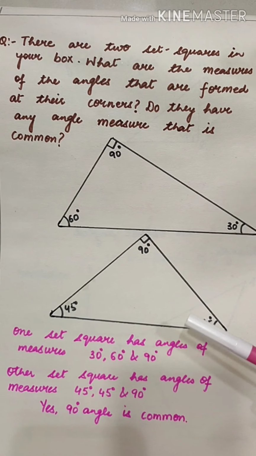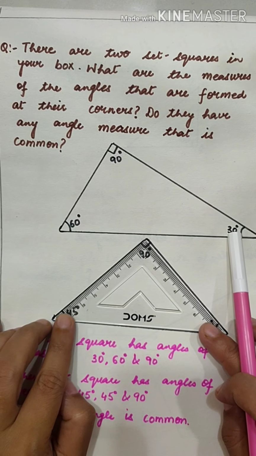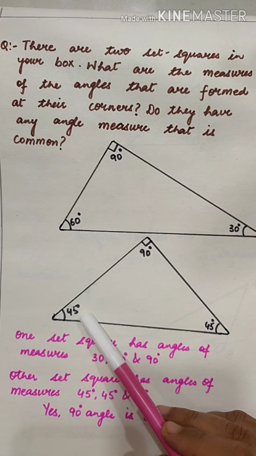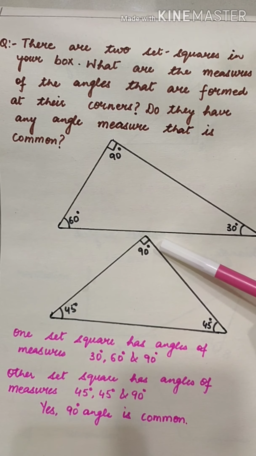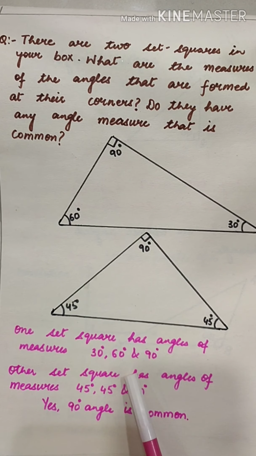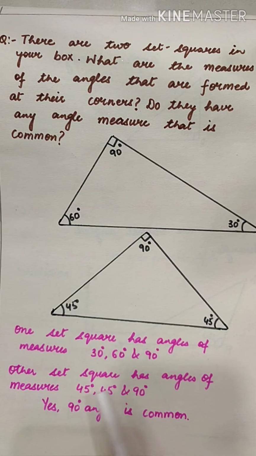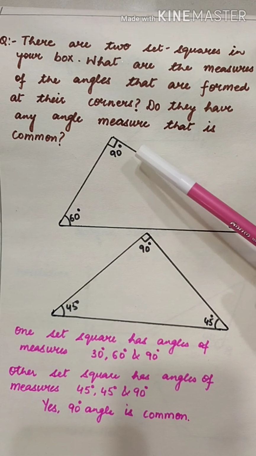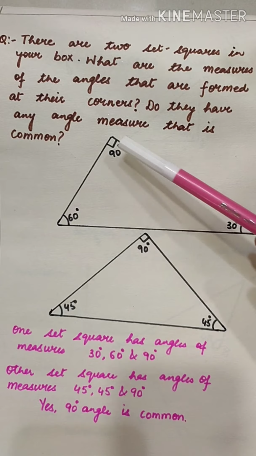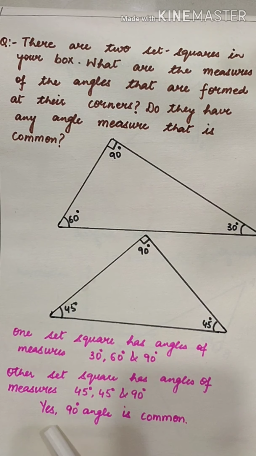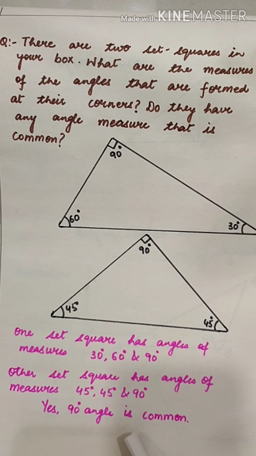Then I have taken the second set square and drawn the figure, and after measuring these angles, the measure of the angles are 45 degree and 90 degree. So one set square has angles of measures 30 degree, 60 degree and 90 degree. Other set square has angles of measures 45 degree and 90 degree. They have asked that do they have any angle measure that is common? So you can see that in both the set square this angle is common. So we will write yes, 90 degree angle is common in both.